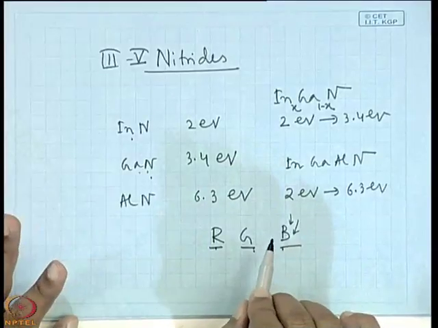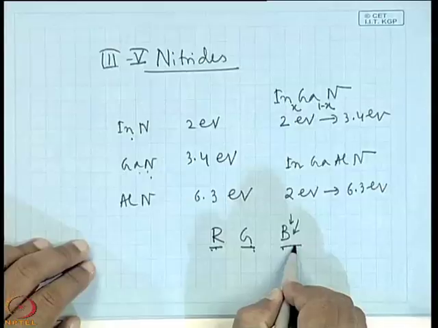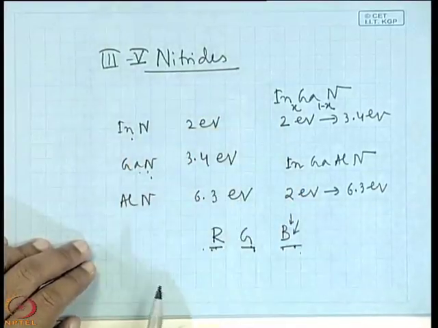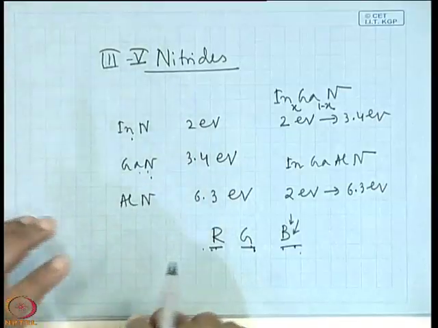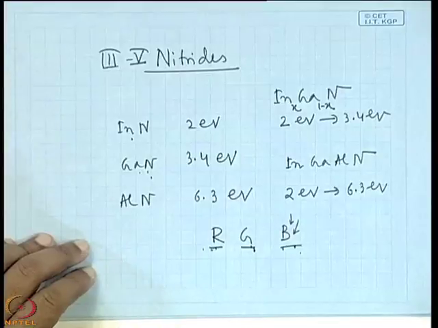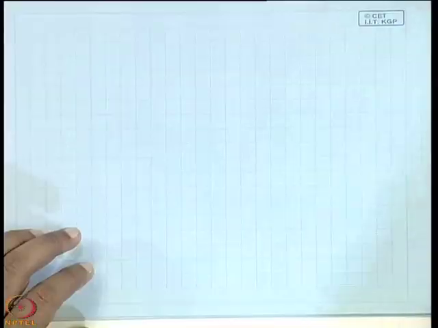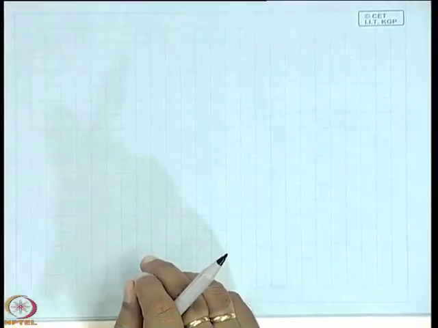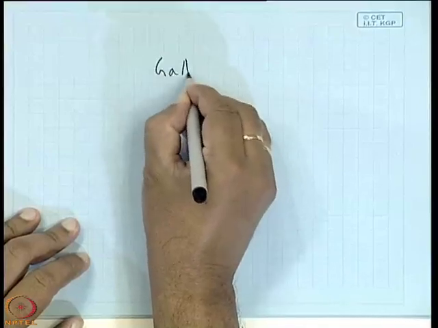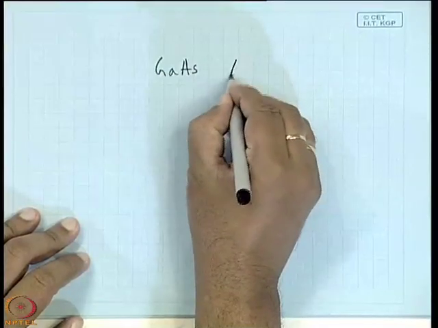So white light can be made out of red, green and blue. Red and green are available in the market, blue is from 3,5 nitrides. So now you can make white light out of those 3 LEDs. That is mostly used for street lighting and other room lighting, apart from the flat panel display. Okay. And apart from these 3,5 nitrides, there are other materials, say gallium arsenide, aluminum gallium arsenide.